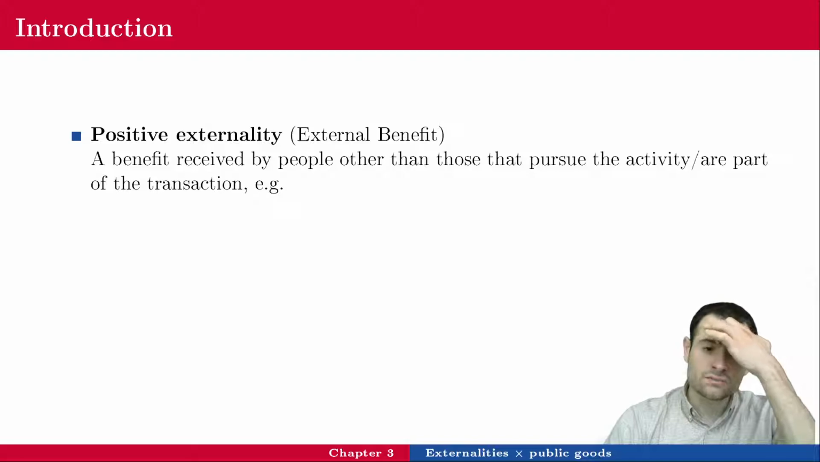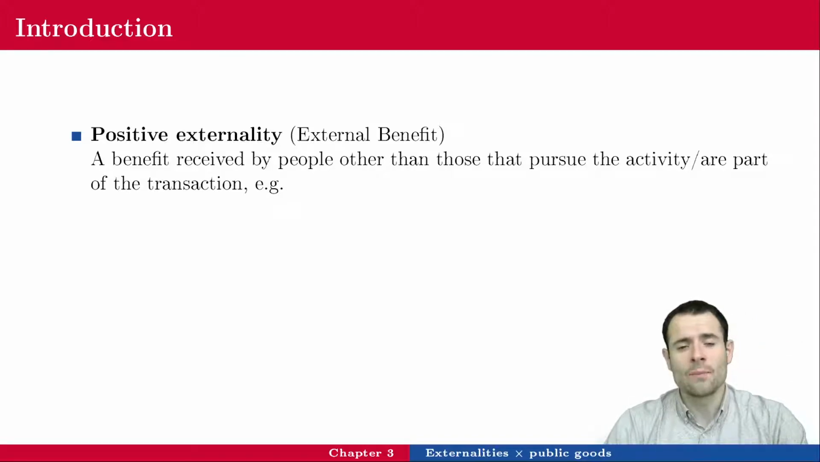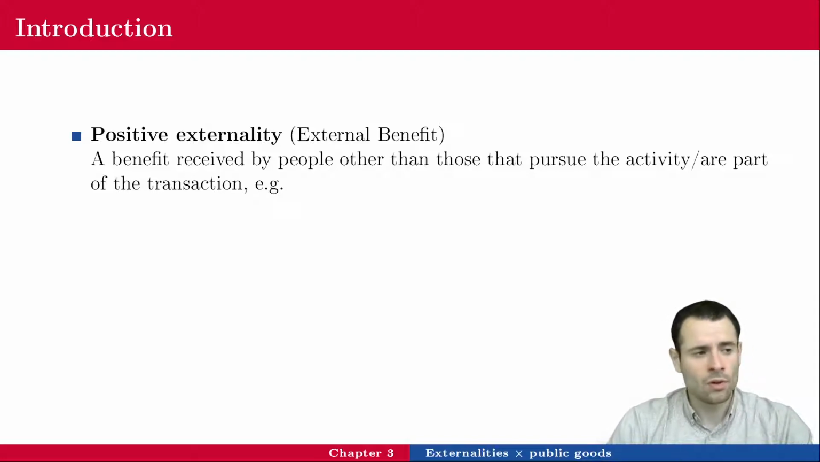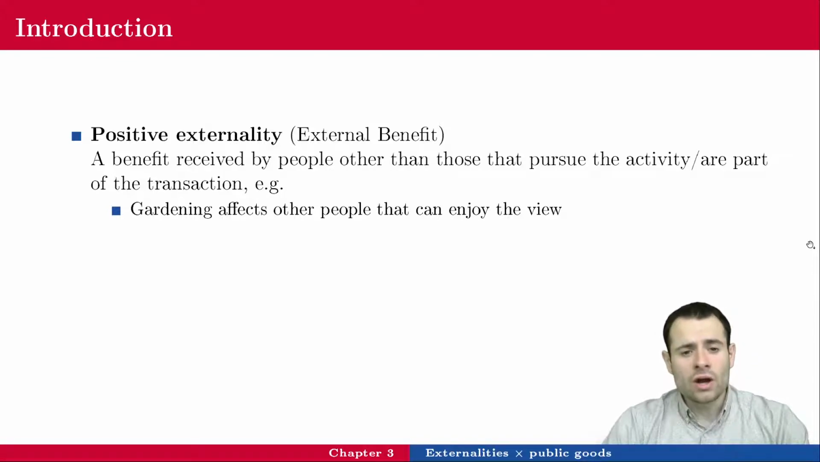Externalities can also be positive. In this case, we talk about an external benefit. A benefit received by people other than those that pursue the activity or are part of the transaction. For instance, gardening. Gardening is a production activity that generates positive consumption externalities. If you decide to grow a garden, a bunch of nice flowers, then bystanders can enjoy the view, which is going to increase their utility. However, bystanders never paid you or compensated you for the cost of growing the garden or for the fact that they are enjoying the view.